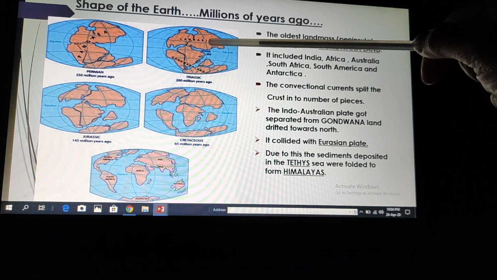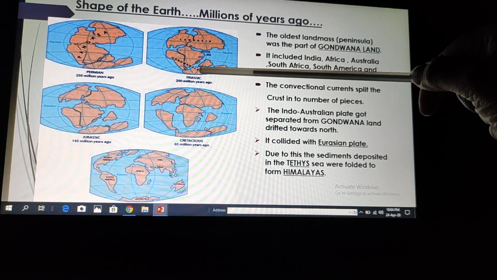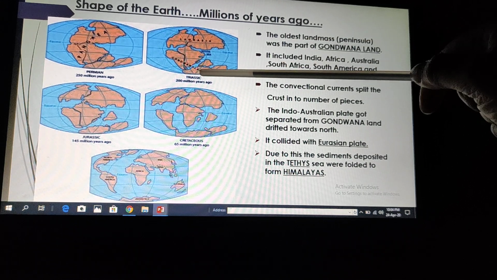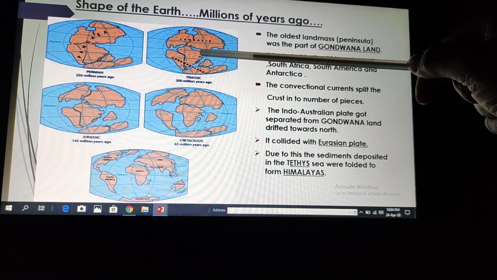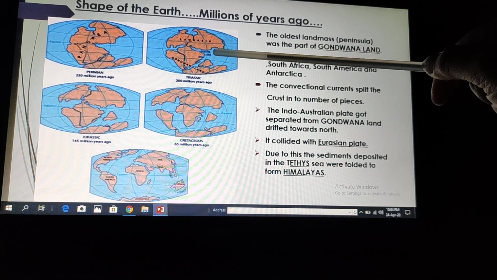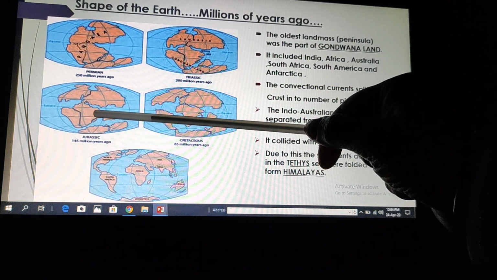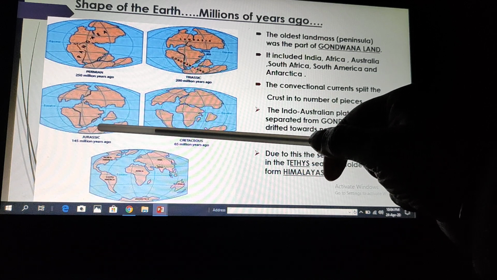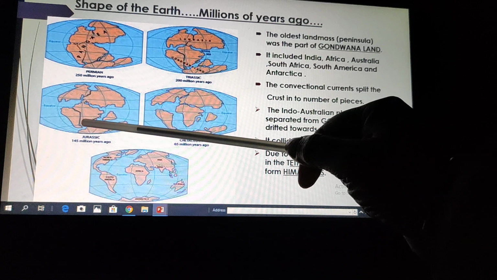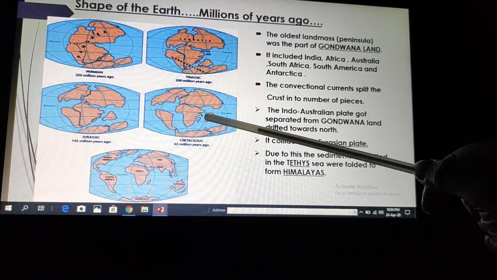Now before drifting, when Pangaea broke down, it broke into 2 big pieces. One piece which was in the north is called Laurasia, and the second big piece which was in the south was called Gondwana land. In between Gondwana land and Laurasia, there was a vast stretch of water called the Tethys Sea. Slowly, when drifting took place, all the big pieces started drifting in different directions. You can see here they all drifted apart, separated from each other.